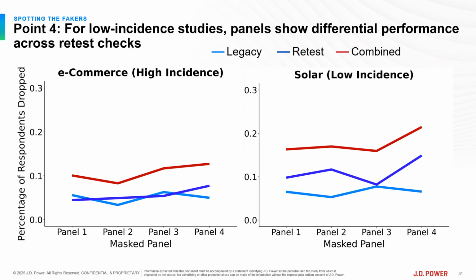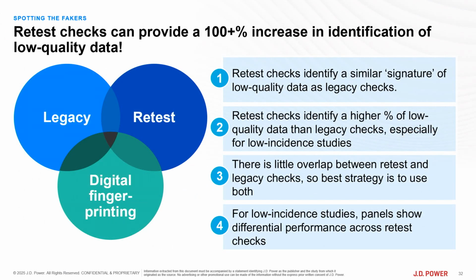And so I show this all to say that panels might start getting evaluated based on these retest checks, at least at JD Power, could happen. And so that basically concludes our presentation. These are the 4 points we went through. And basically retest checks seem to be identifying a large subset of low quality data that I think all of us suspected existed. And we're just trying to determine how to identify it.